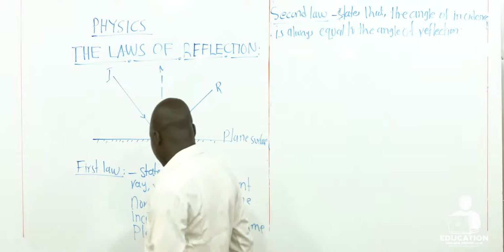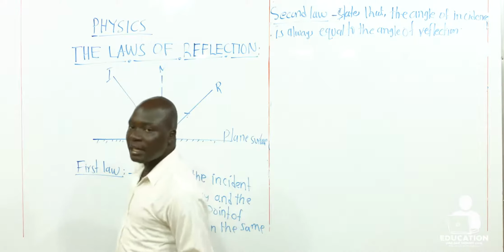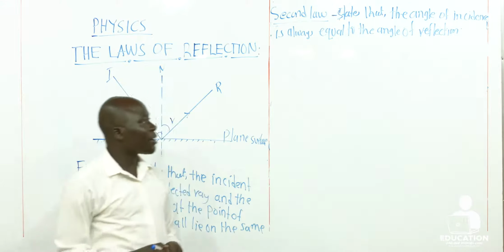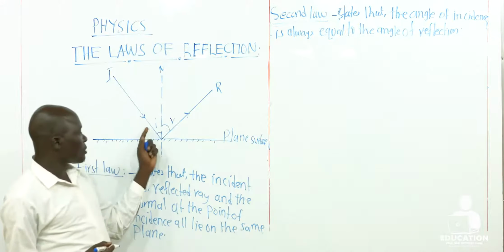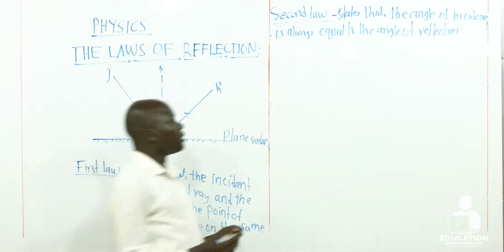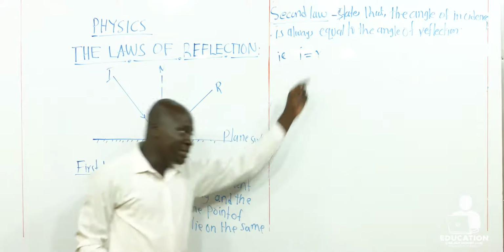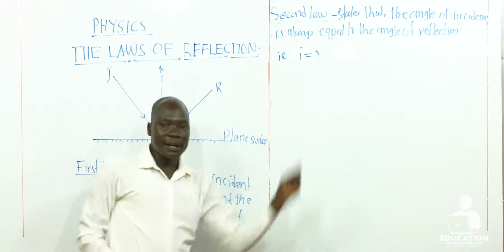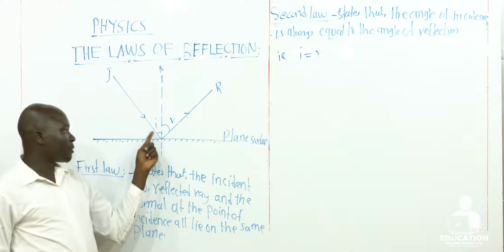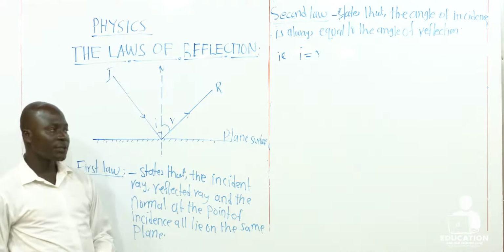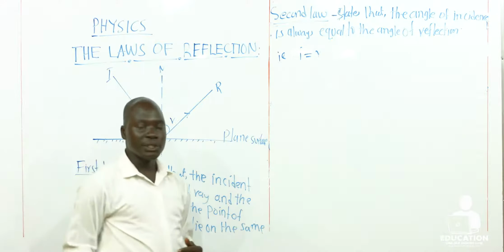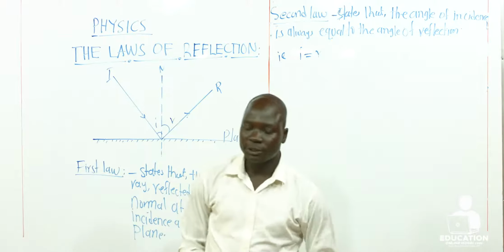It states that the angle of incidence is always equal to the angle of reflection. Dear learners, when we look at this illustration, we shall find that I is equal to R, where I is the angle of incidence and R is the angle of reflection. That is from the illustration. So dear learners, these are the two laws of reflection.